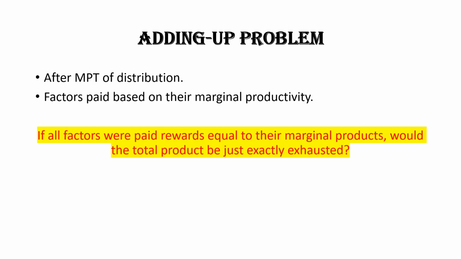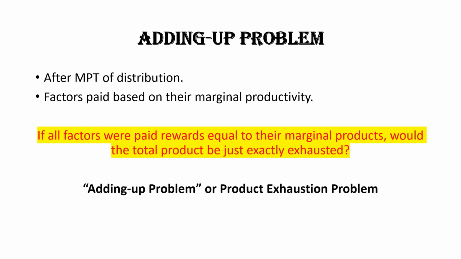The problem of proving that the total product will be just exhausted if all factors are paid rewards equal to their marginal products has been called the adding up problem or product exhaustion problem.